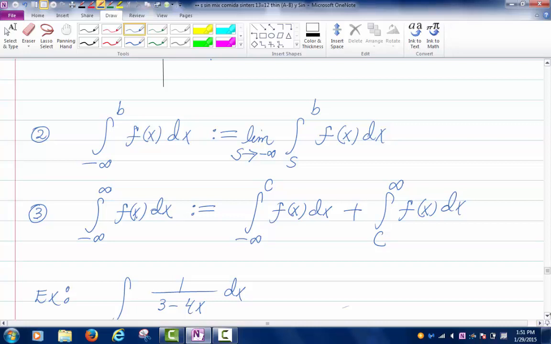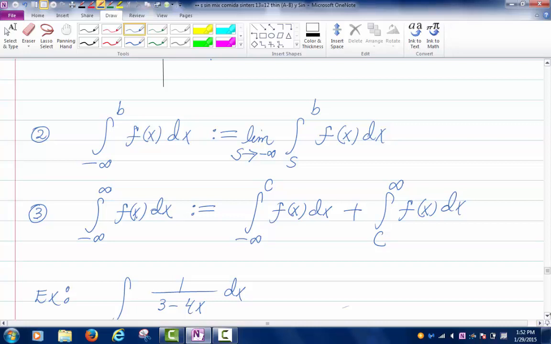Okay? Is everybody clear with that definition? Of course, here, what am I assuming in that definition too? I am assuming that the integral from s to b of f of x is defined for any value of s less than b. And then that would be the definition of that integral. Very, very similar to the first one. It's just that infinity is in the lower limit.